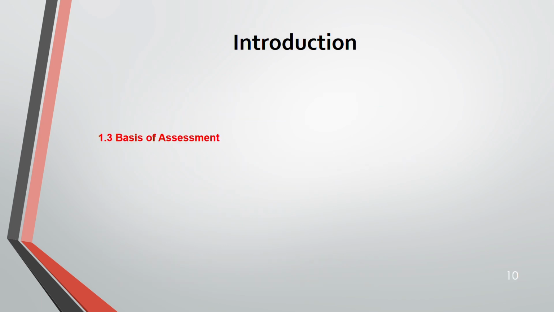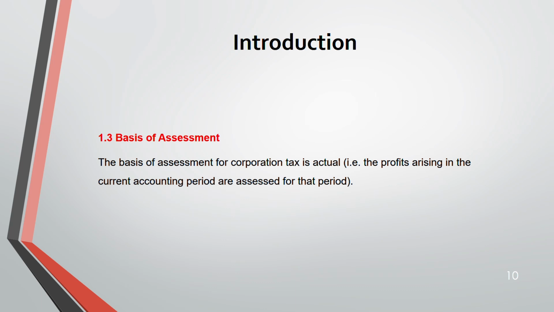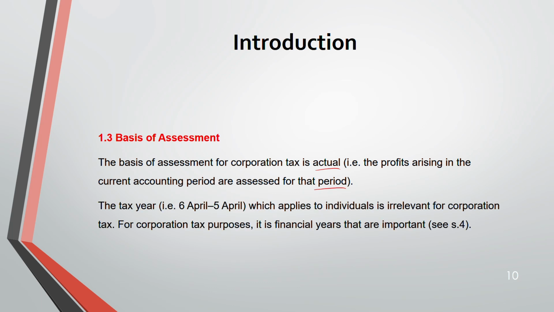Now, what is the basis of assessment? Actual. Whatever profit arises in your current accounting period is assessed for that period. So the tax year which applies to individuals, that is 6th April to 5th April, is irrelevant for corporation tax. For corporation tax, it's the financial years that are important. This will be covered in section 4 in this lecture.